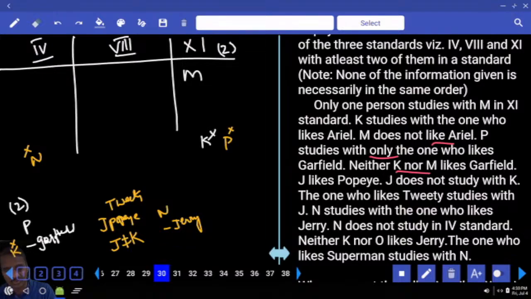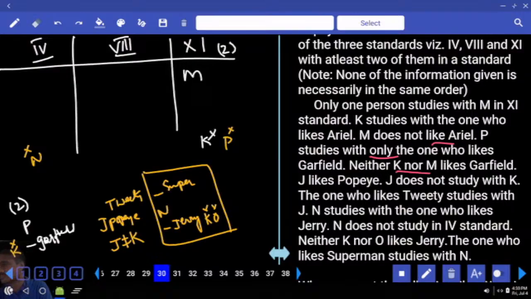And neither K nor O likes Jerry. Now K and O do not like Jerry. K and O cannot be here. Next one. The one who likes Superman studies with N. Now Superman studies with N. That means now in the class in which N is studying, how many people are there? 3 people. Clear? Then what are the possibilities we have?